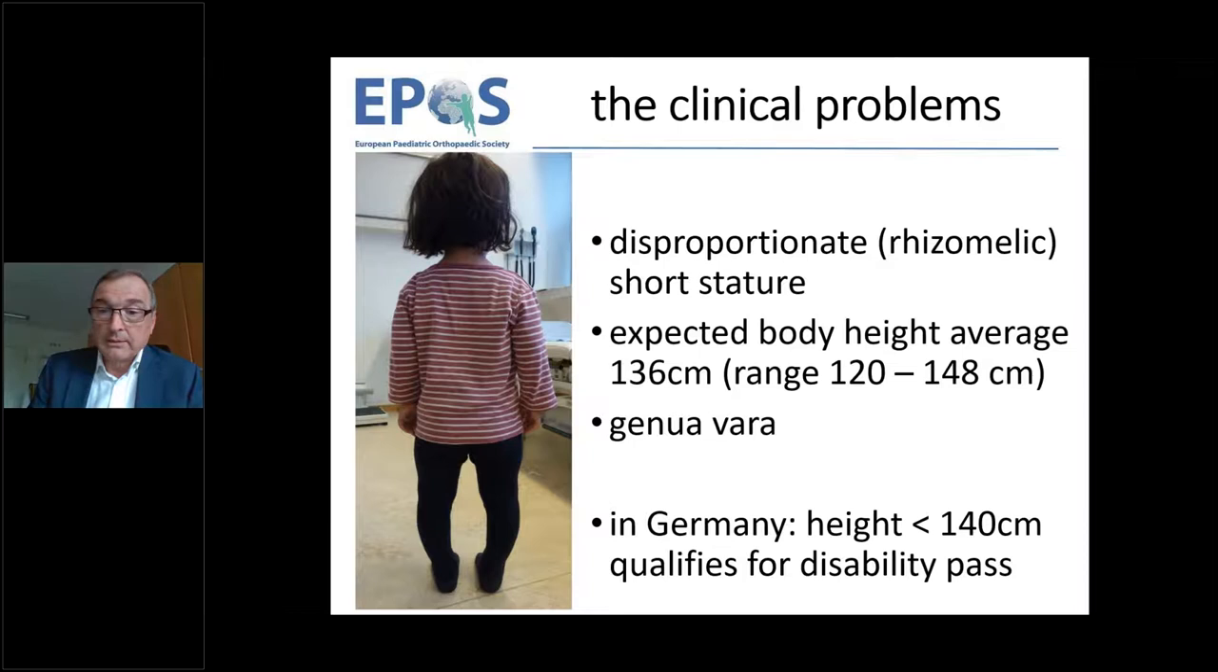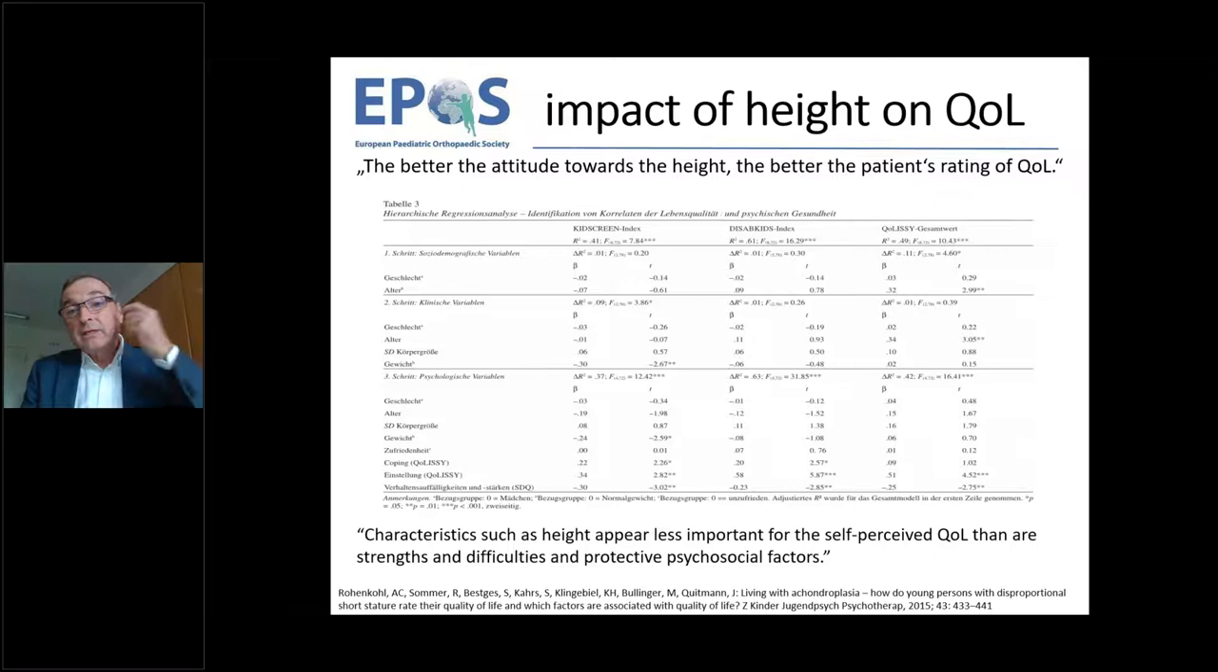Now, do we really know that height impacts quality of life? It's not clear, because there are several studies with different results. This study from Rohnkohl says the better the attitude of the patient towards his height, the better the patient's rating of quality of life. That means that characteristics such as height appear less important for the self-perceived quality of life than strengths and difficulties and protective psychosocial factors.